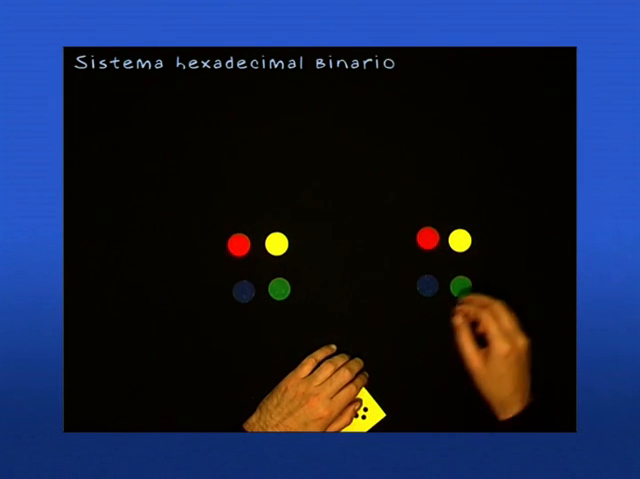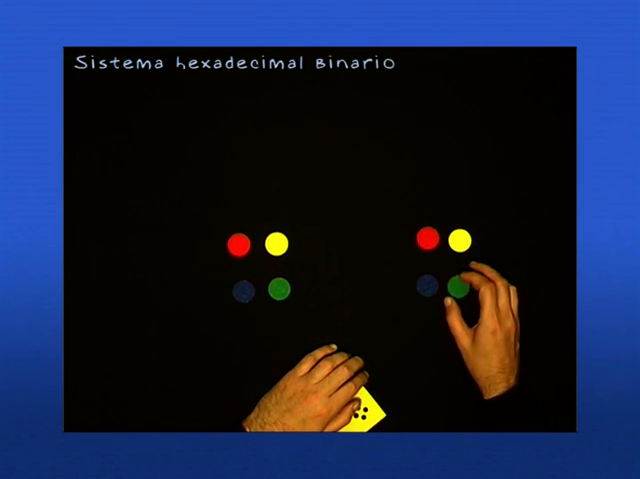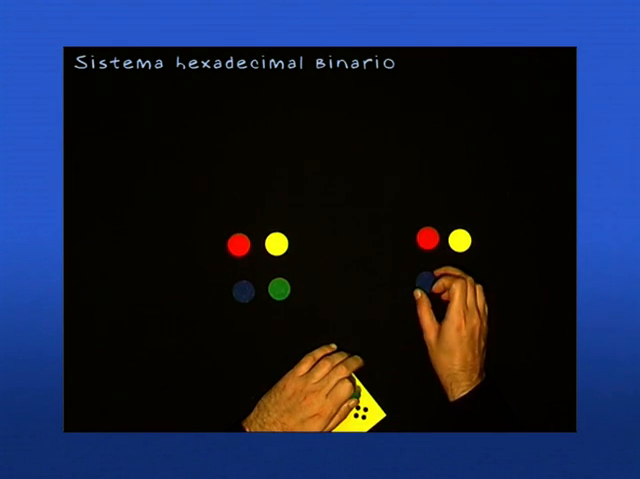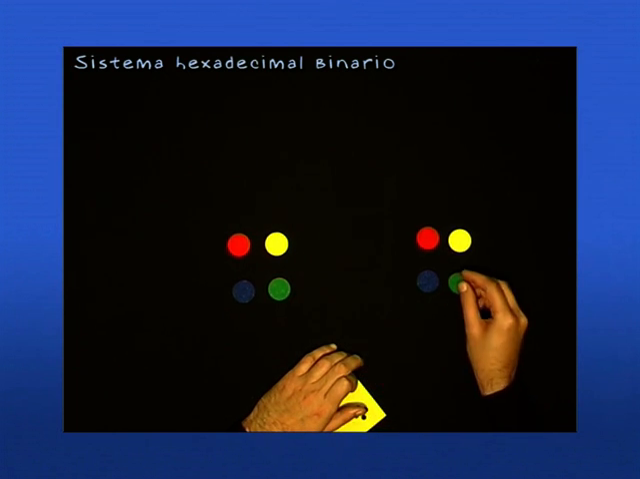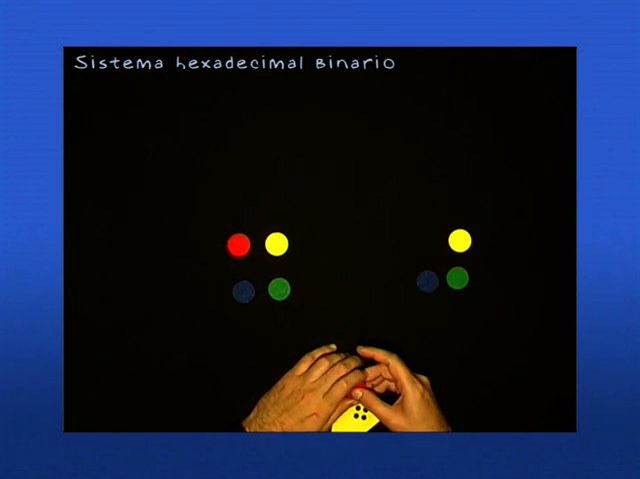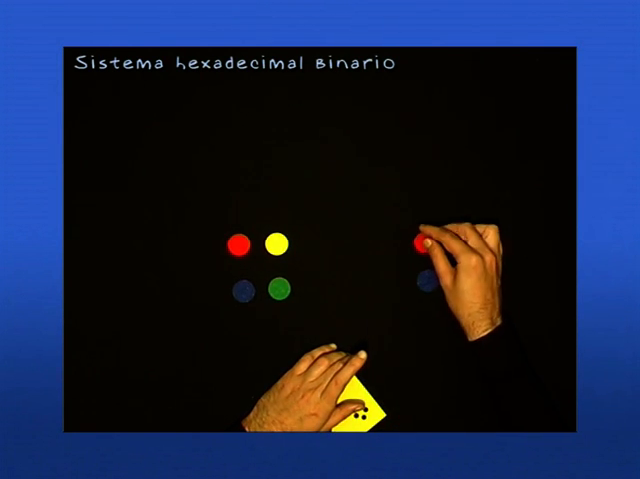At this point, we have that the units represent the number 15. If we take away number 2, then the number 13 will be represented. If we take the red one away, the number 7 will be represented. Let's see what happens when adding two hexadecimal numbers.